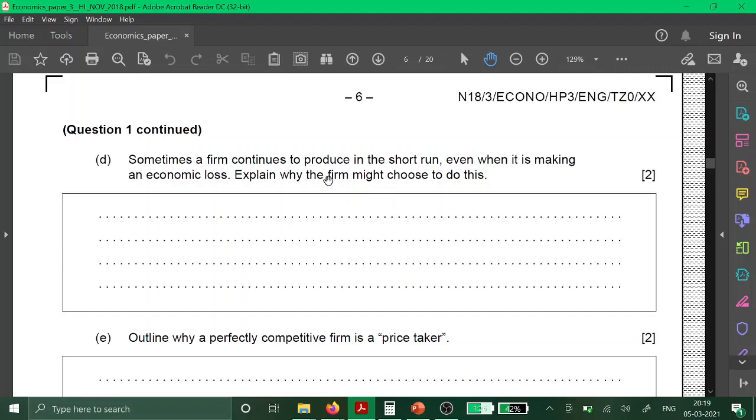So the firm is in the short run, but it's making an economic loss. But why is it choosing to stay in that business? Any idea? Oh, maybe because of the fixed costs. So there's no increase or decrease in costs, so there'll be stability for the firm. So that's why they choose to.